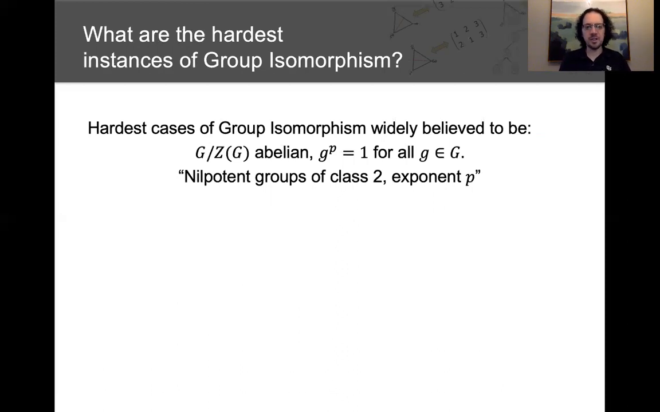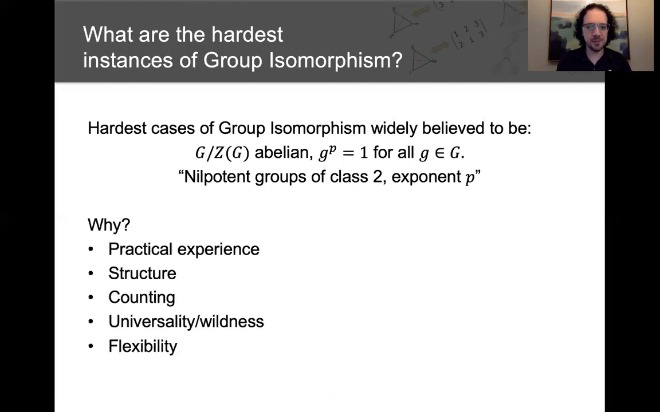And here the hardest instances are widely believed to be groups with the following structure. When you mod out by the center, what's left is abelian, and every element has order p for some odd prime p. You can also do this when p is 2, but then the exponent here should be 4 instead of p. And these are called nilpotent groups of class 2 and exponent p.